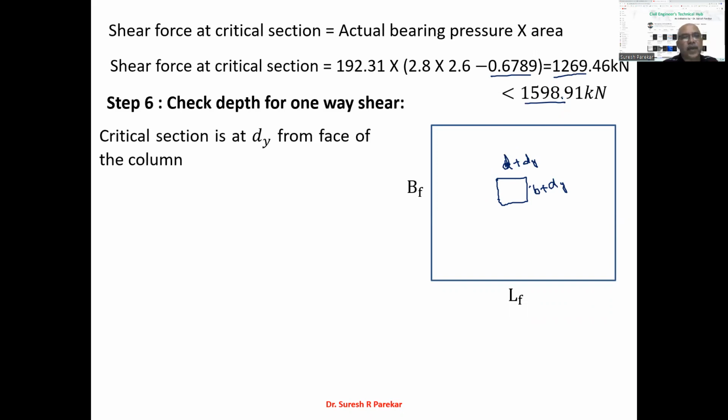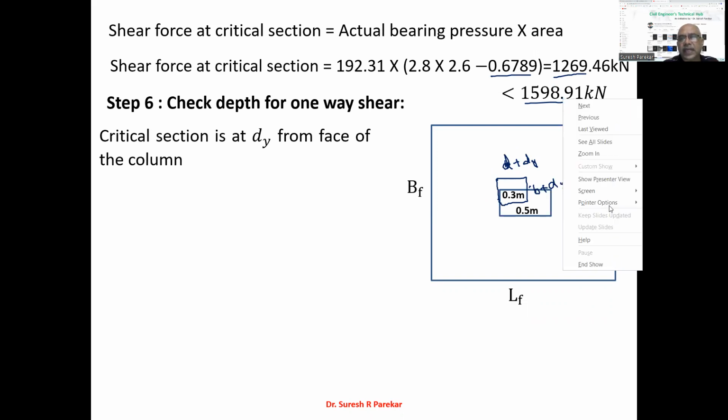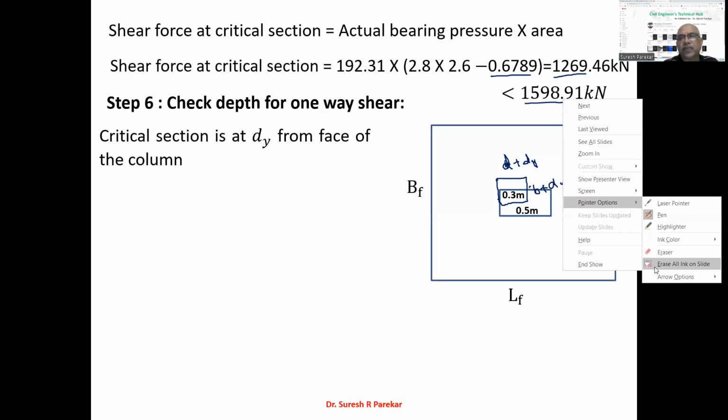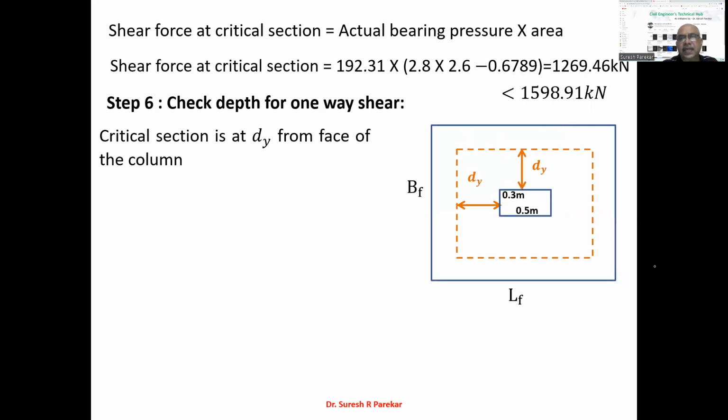Then check the depth for one-way shear. So we have to go to this one-way shear that is at dy from the face of the column, and then you can see this critical section. Then we have to find out the area of this. For this we require these values of width and depth. So 0.3 into 2 dy, because it is at dy from the face of the column, so it will be 1.16, and along the depth we have 1.36 meters.